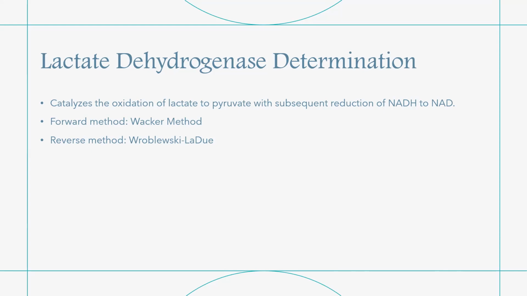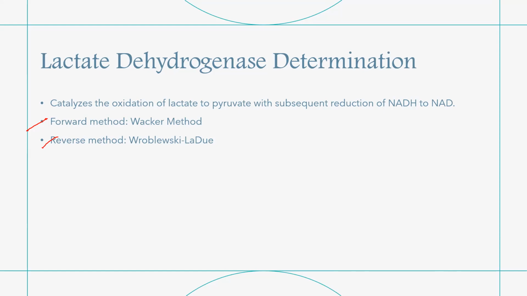To name some, we have the heart, liver, kidney, muscle, brain, even the red cells, and lungs. That's why we can also say that lactate dehydrogenase is an example of a hematopoietic enzyme because it has an activity in our red cells. Now, like what I've said, there are two methods involved for lactate dehydrogenase determination. We have the forward method and we have the reverse method.